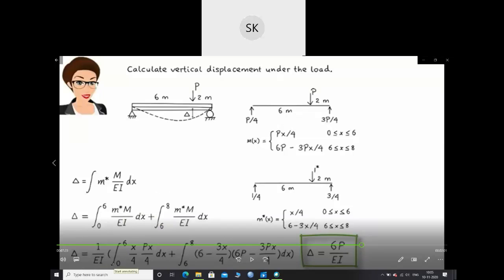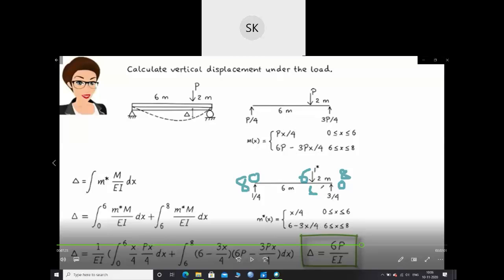I have placed the boundary conditions: if I take 0 to 6, and then 6 to 8. If I start from here, 0 to 6 and then 6 to 8, I place the boundary conditions and place the moment equations. These x by 4 are my moment equations, x by 4, Px by 4, and this 6 minus 3x by 4 into that.